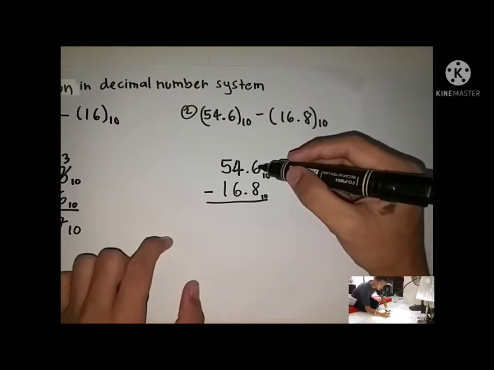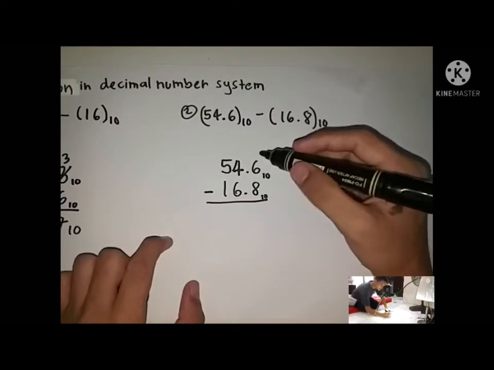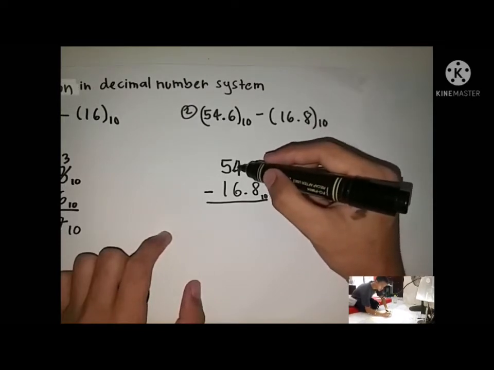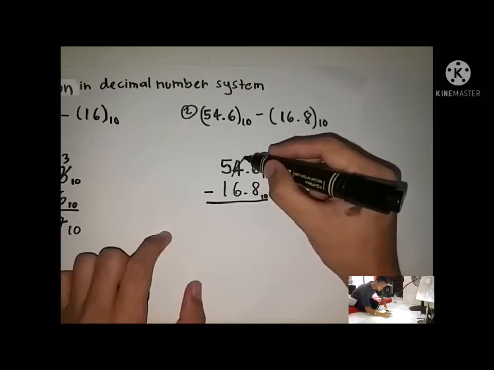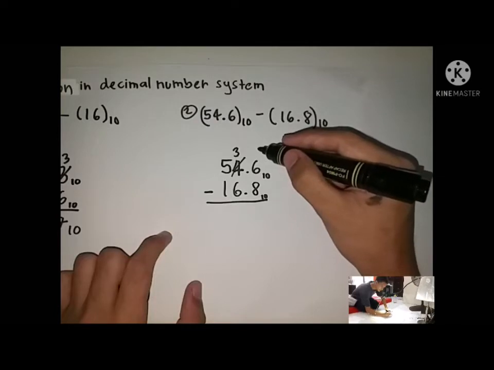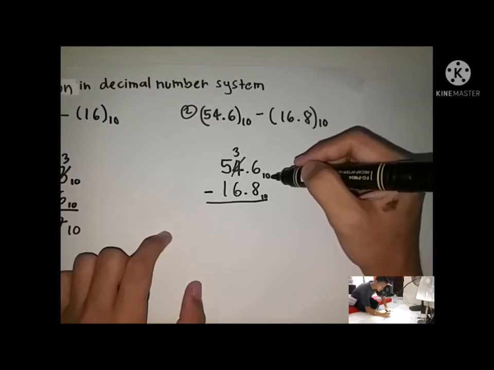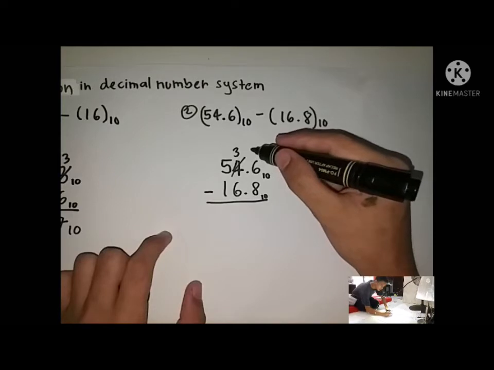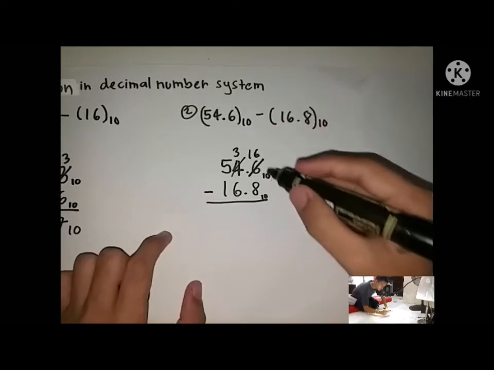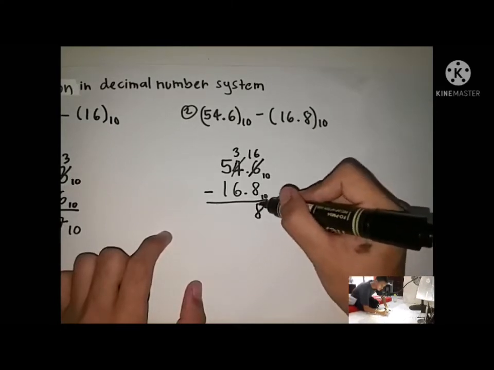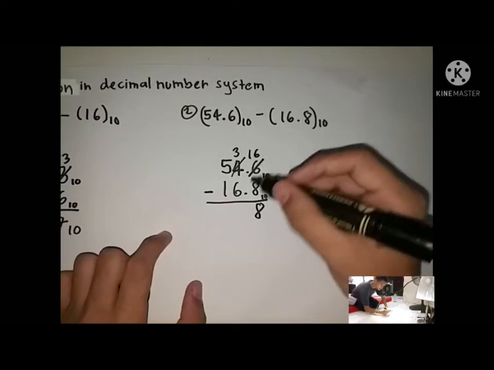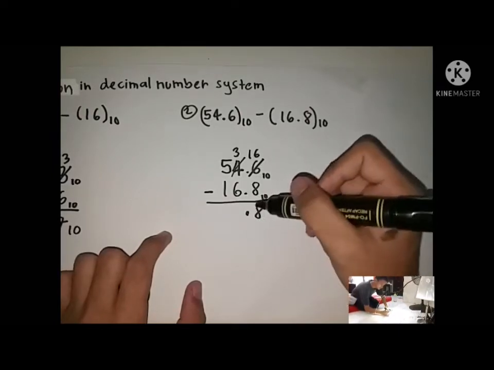First we subtract 6 by 8, but we need to do a borrowing. We need to borrow 1 from 4, which makes it 3. Then it makes here 10 because it is base 10. So 10 plus 6 gives us 16. So 16 minus 8 is 8. The decimal point is aligned, so the decimal point must remain.